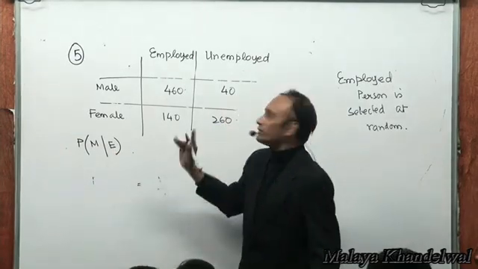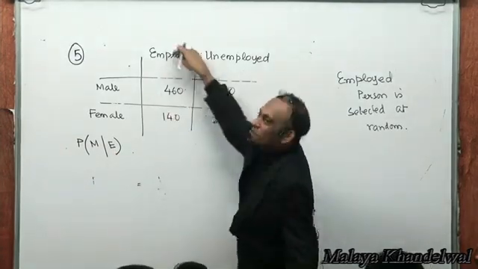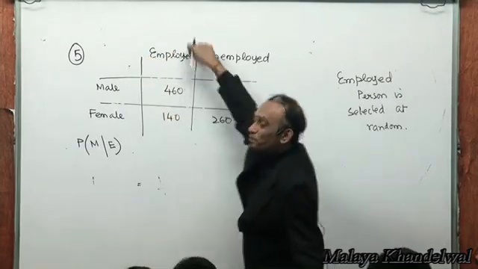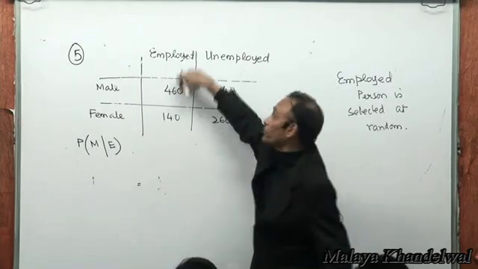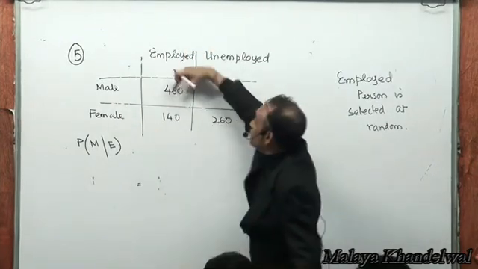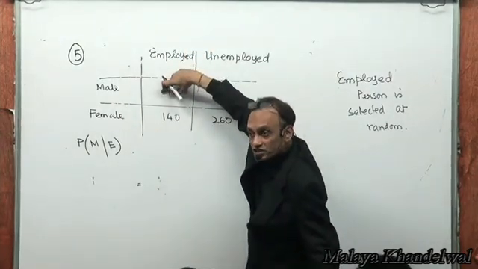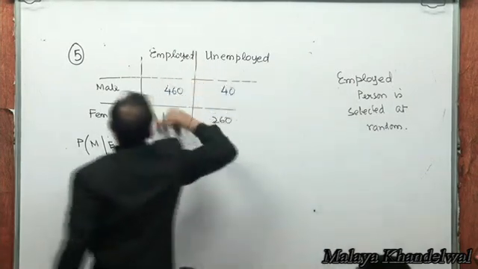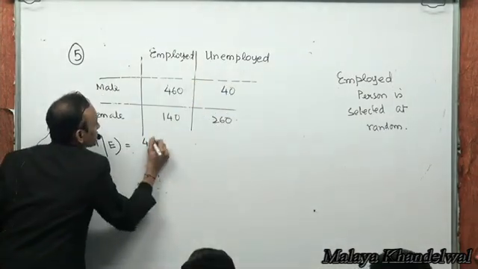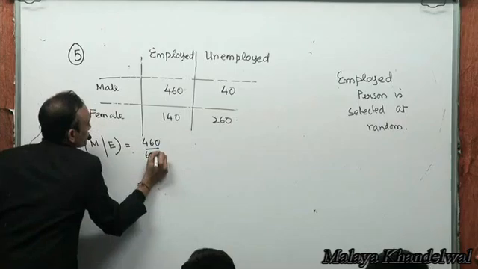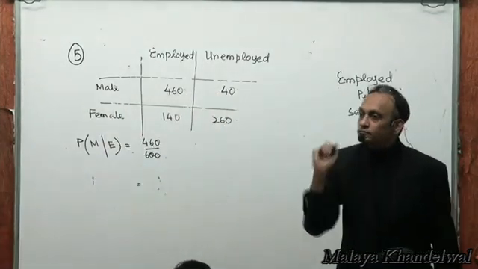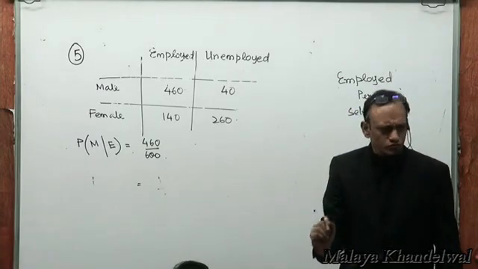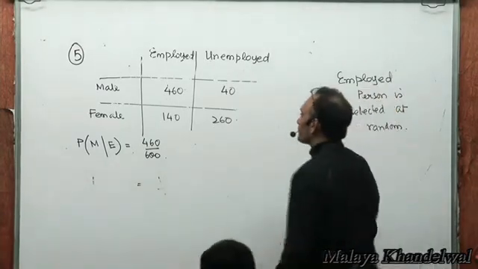Right? Now again, this becomes my new sample space, because I know that the person selected is employed. So this is my sample space, of which this is favorable, right? So it's going to be 460 divided by 600. That's from common sense. Now using notation, get that through too. Okay?